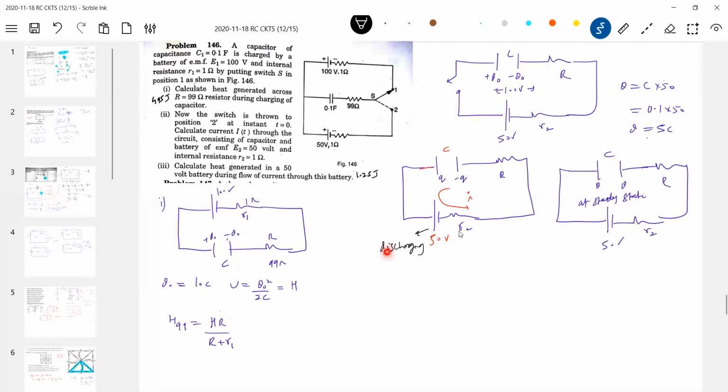Charging, sir. Okay, sorry, charging it is. Here, this cell was discharging. Here, this will get charged because the current enters the positive terminal of its cell.